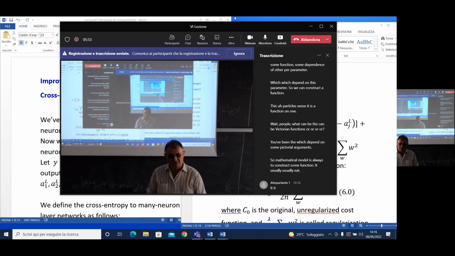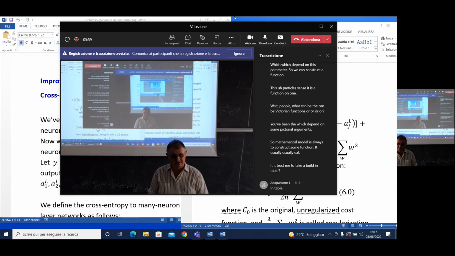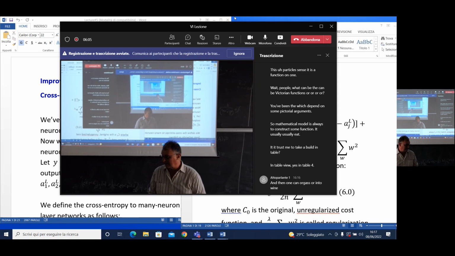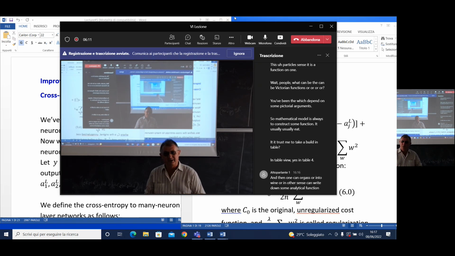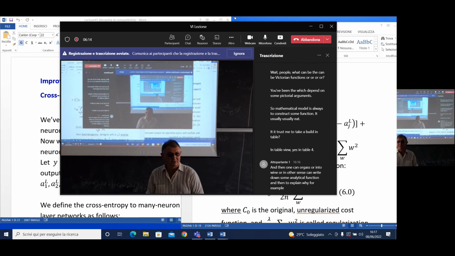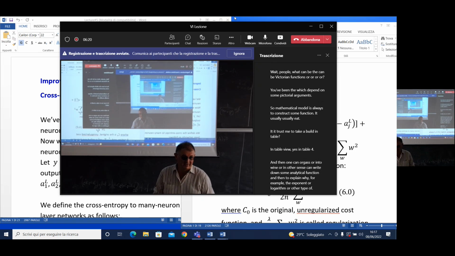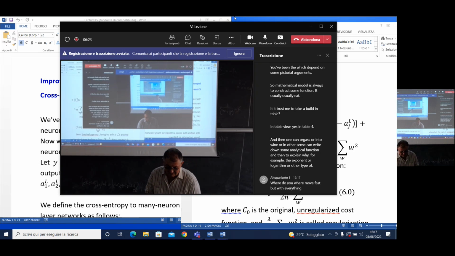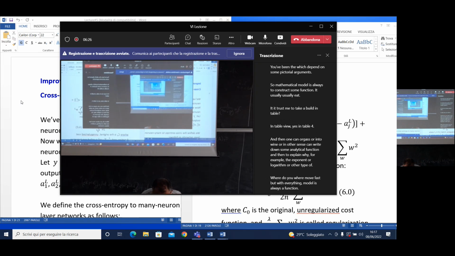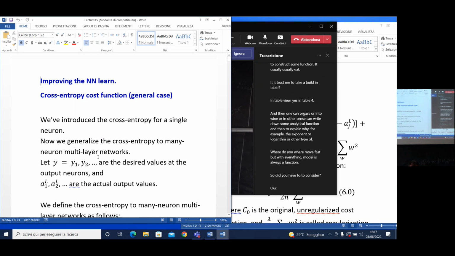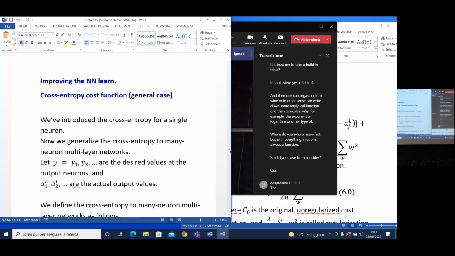It is usually first built in table form, and then one can guess or divine or in another way write down some analytical function, and then explain why, for example, exponent or logarithm or other type of very well-known functions. So a mathematical model is always a function. So let us begin to consider these functions.